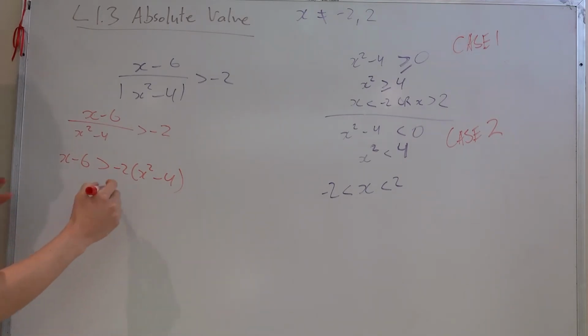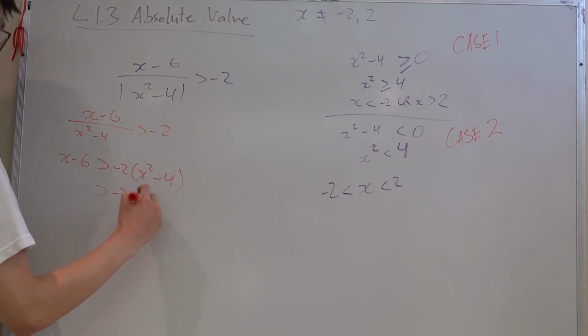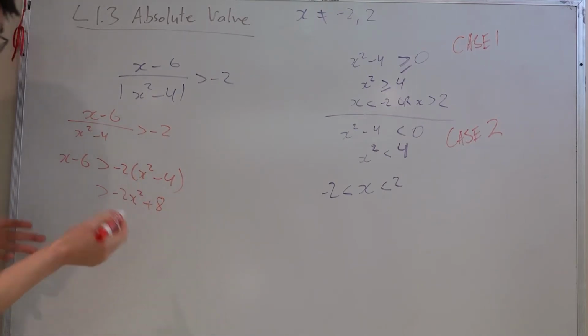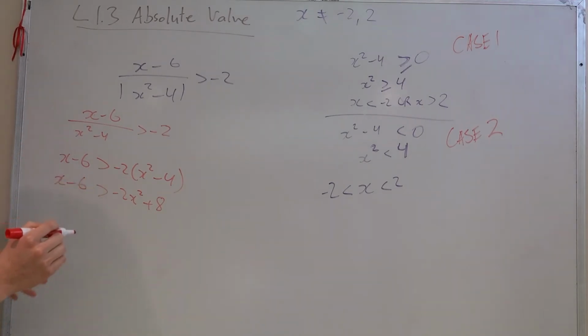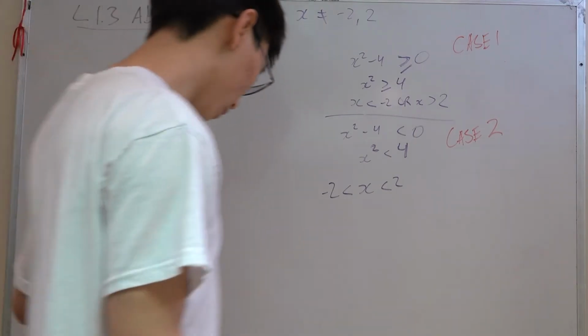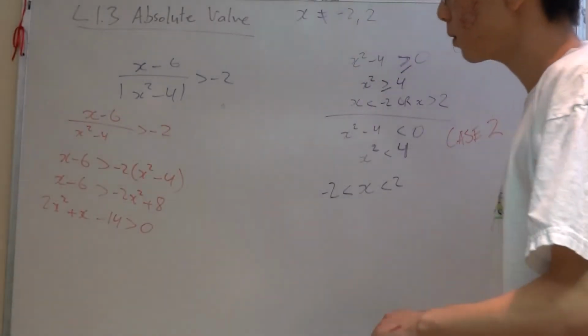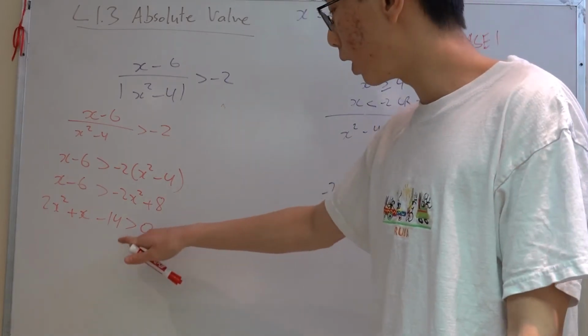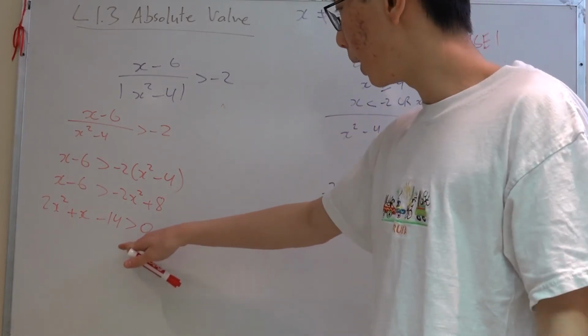Okay. So just to do it quickly, I've got -2x squared plus 8. You should pause the video and work through this part on your own. You should be capable of doing this from your grade 11 knowledge. So we get 2x squared plus x minus 14 is greater than 0. This part I remember is difficult. All right, so now that we've gone up to here, we want to be able to solve this.